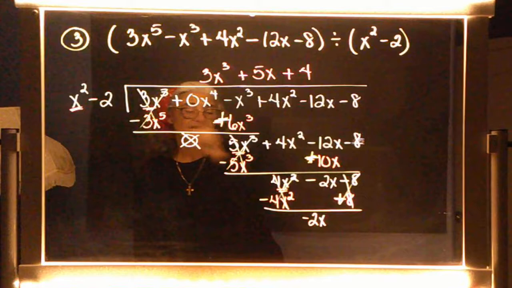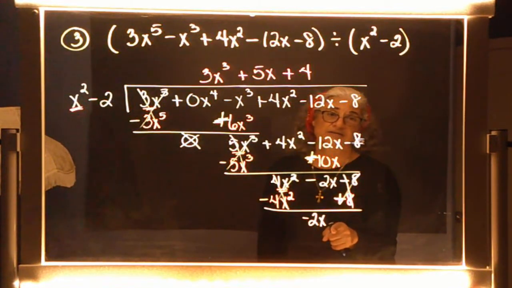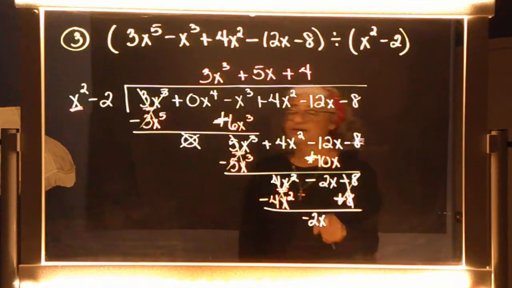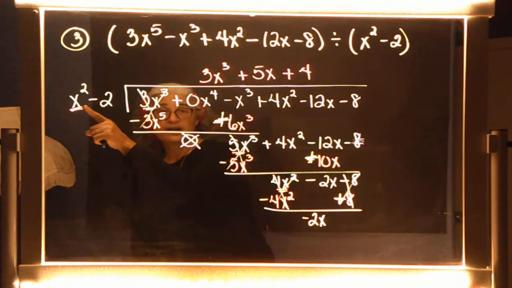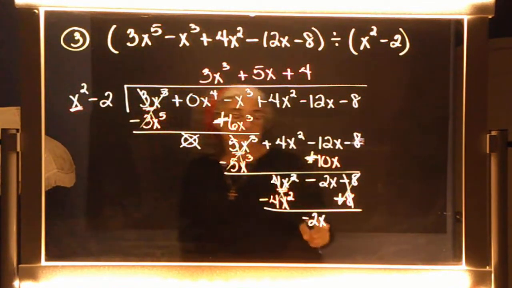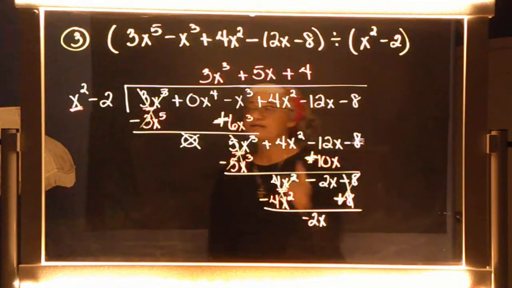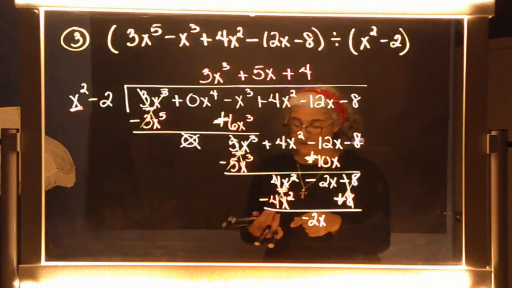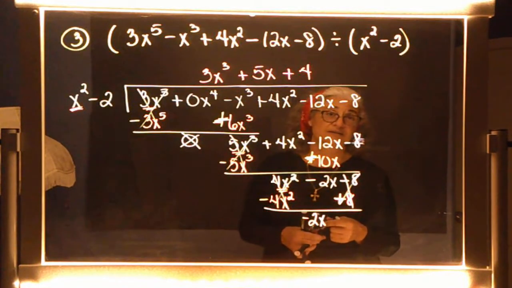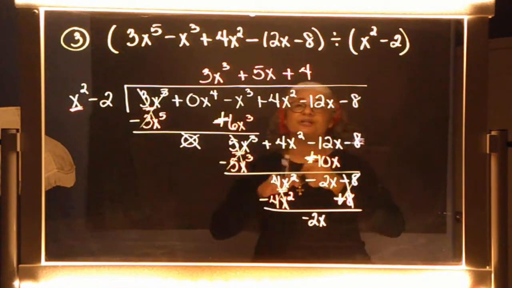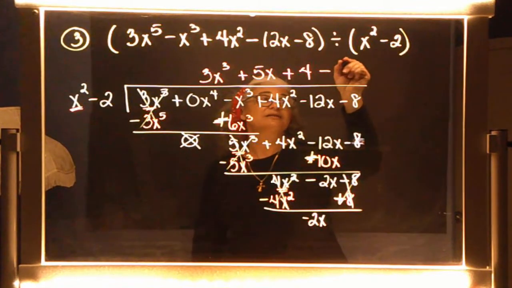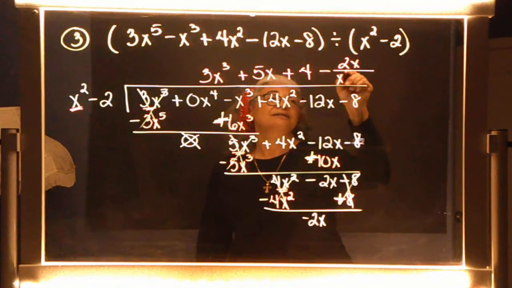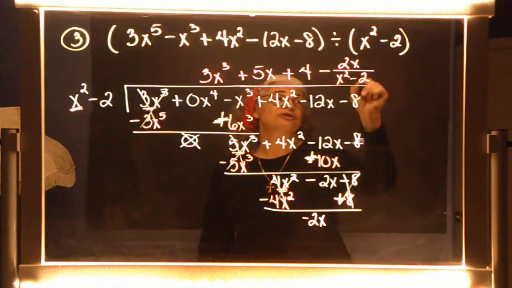x squared and a negative 2x. Yeah, that x is to the power of 1. The x here is to the power of 2. So technically this x to the power of 1 is smaller than this x to the power of 2, isn't it? So the minus 2x is your what? Remainder. Good job, you guys. So that means I have minus 2x over x squared minus 2.